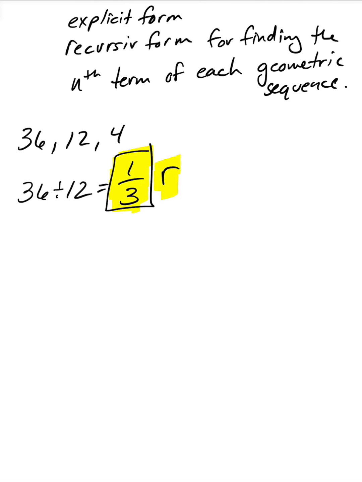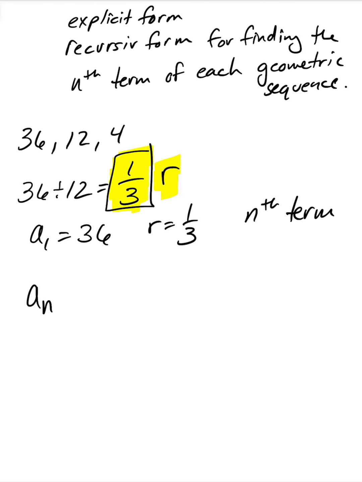Okay, so to find my explicit formula, you know your a1, your first term, that's 36. And you know your r, that's 1/3. And this is the explicit formula for finding the nth term, right? So to find my nth term, my a_n, I use the formula a_1 times my r raised to the n minus 1 power.